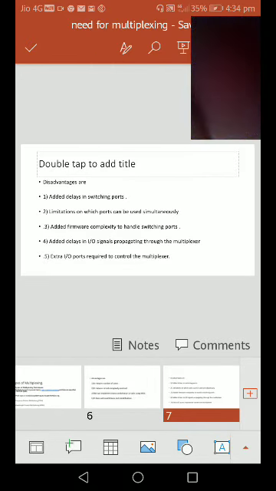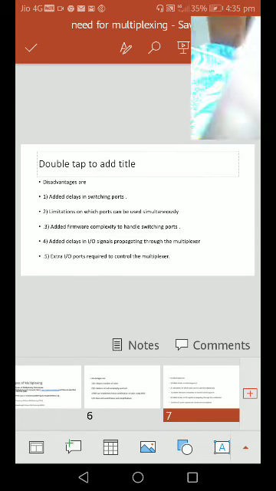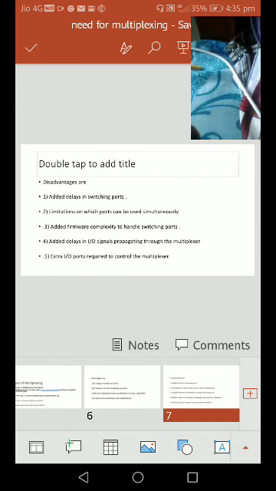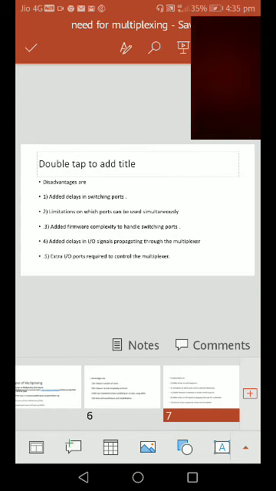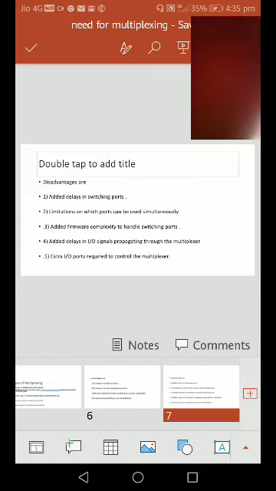Some limitations are required. Limitations on which ports can be used simultaneously, one by one. Simultaneously the data can be transmitted. Simultaneously we have to send the information. Limits on which ports can be used simultaneously.